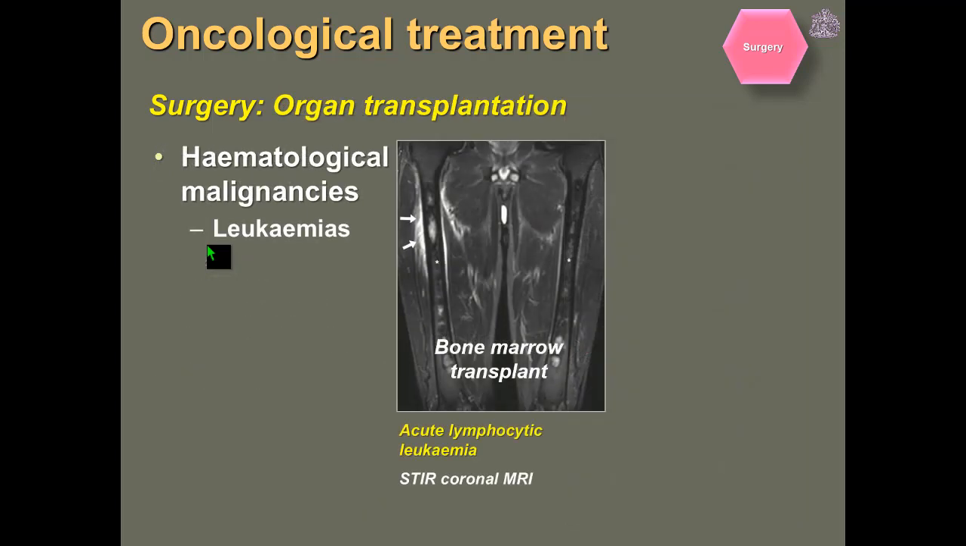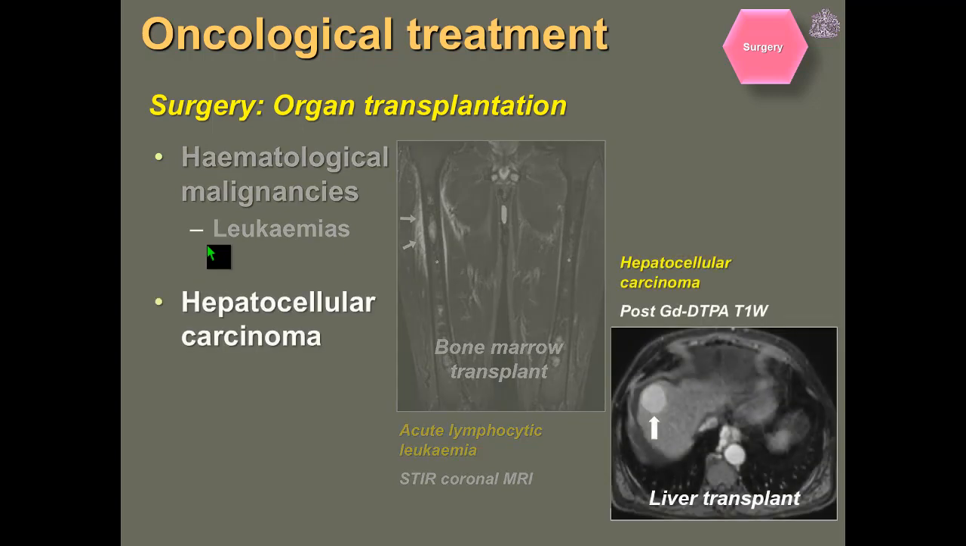Now, another big group of surgery that you always need to think about are the patients that undergo some sort of organ transplantation surgery. The largest group by far in our institution are patients who have hematological malignancy that undergo some sort of bone marrow transplant. So here we have a picture of STIR imaging of a patient with acute lymphocytic leukemia, showing areas of leukemic infiltration. And here, another example of organ transplantation, a patient with relatively early stage HCC may be chosen to undergo liver transplantation.